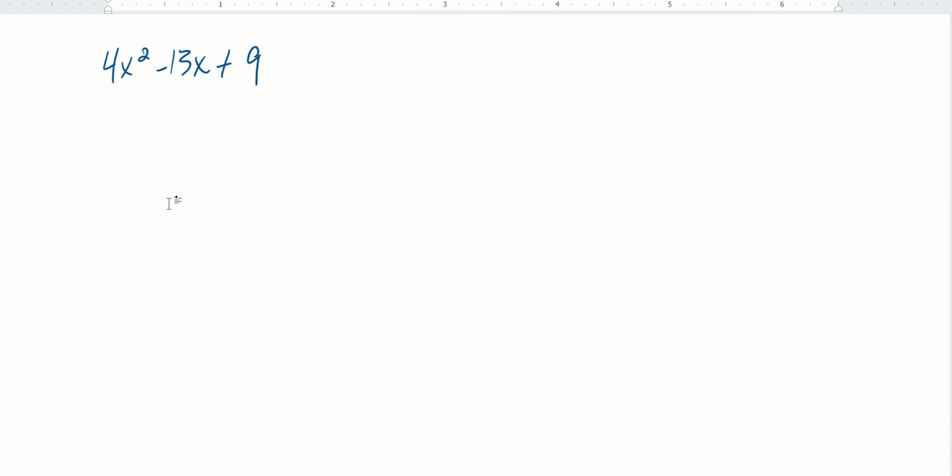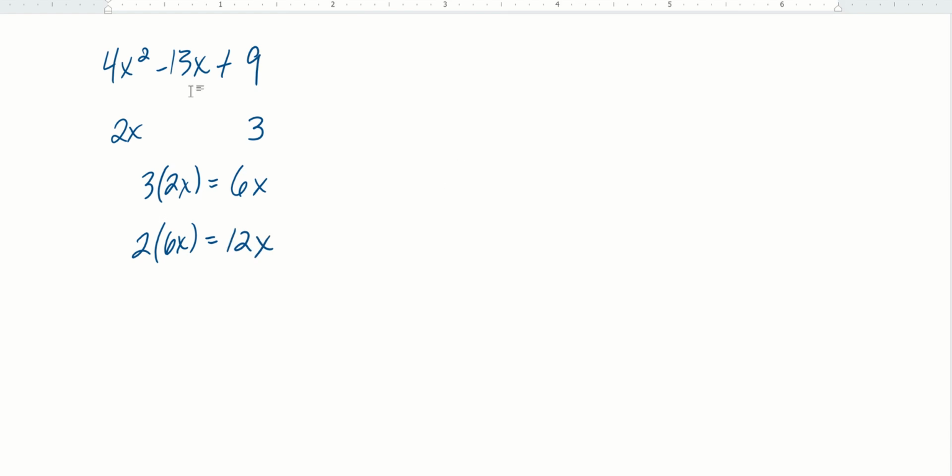Okay, now this one, my first and last terms are perfect squares. So we can test and see if this is a perfect square trinomial. The way I would test that is I would take the square root of the first term, which is going to be 2x. Square root of 4 is 2. Square root of x squared is x. And then the last term, take the square root of 9, and that's 3. I'm going to multiply those together. So 3 times 2x gives me 6x. And then lastly, I'm going to multiply that by 2, and that gives me 12x.